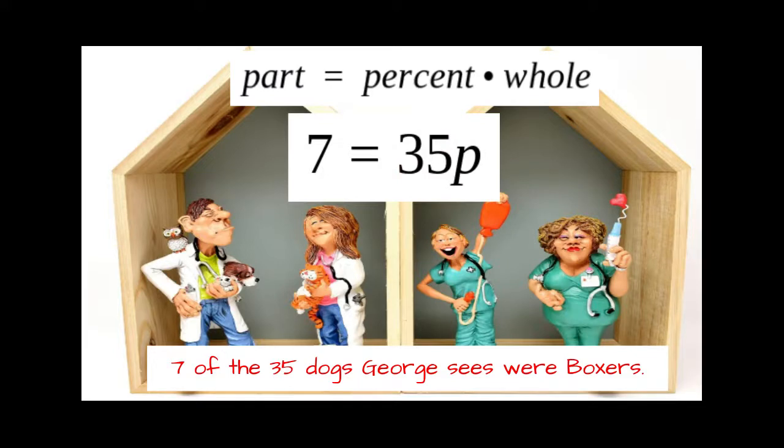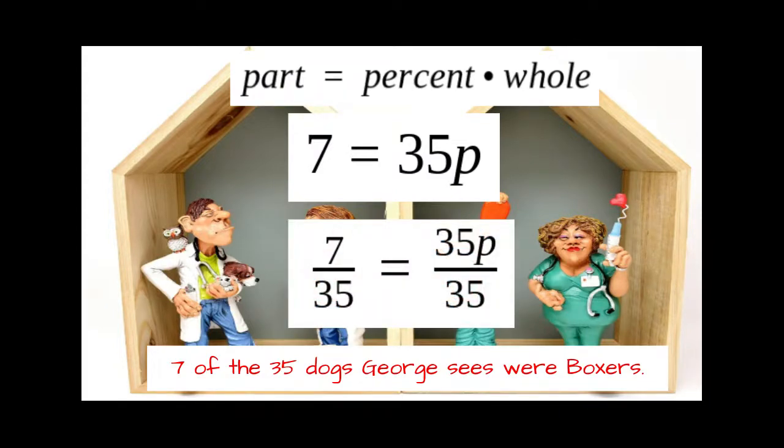So because 35 is a multiplication problem times P, we're going to do the opposite, which is divide. Now we always get rid of the number that's closest to the variable. So 35 is closest to the variable, so I'm going to divide both sides of the equation by 35. And then I'm going to cancel out the two 35s that are together because they equal 1. So now I have a division problem on the other side. 7 divided by 35. Let me show you how to do that.